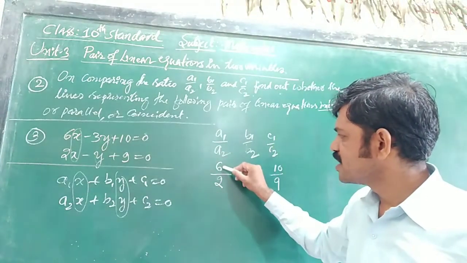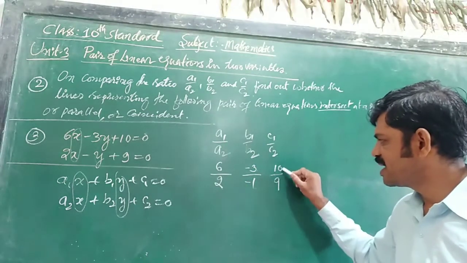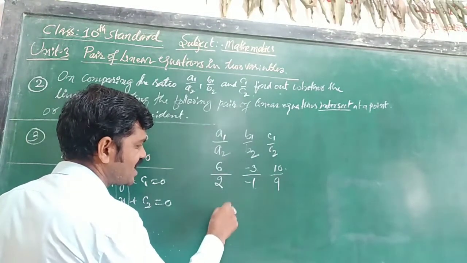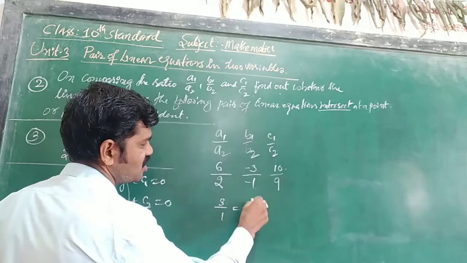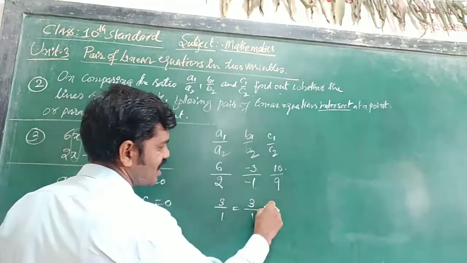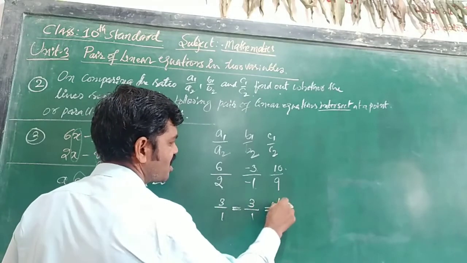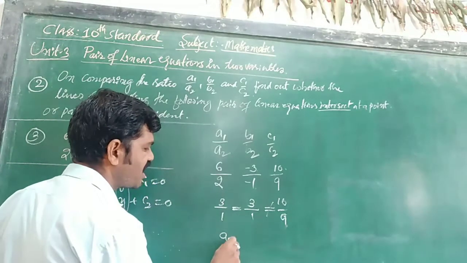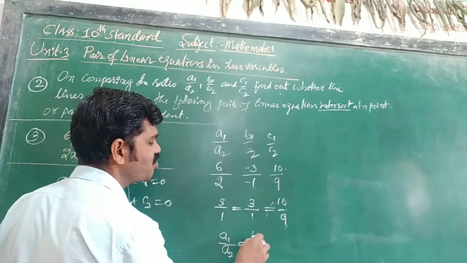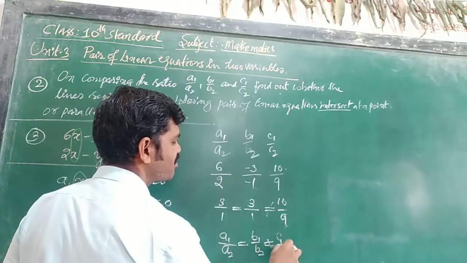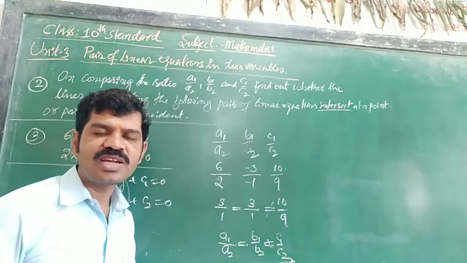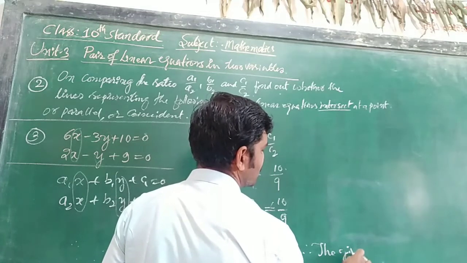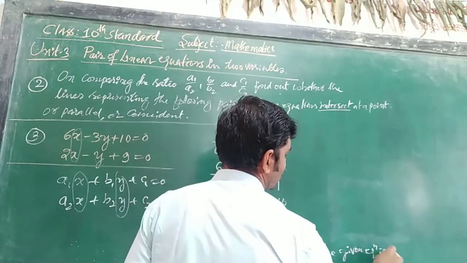See here, 6 by 2, 3 by 1 and 10 by 9. See what happens here? 2 ones are 2, 3s are 6. Minus minus will get cancelled, that is 3 by 1. So this is equal to this, and this is not equal to 10 by 9. So let us recall the condition that if a1 by a2 is equal to b1 by b2, that is not equal to c1 by c2, it means that the given equations are parallel. Therefore, the given equation is parallel.